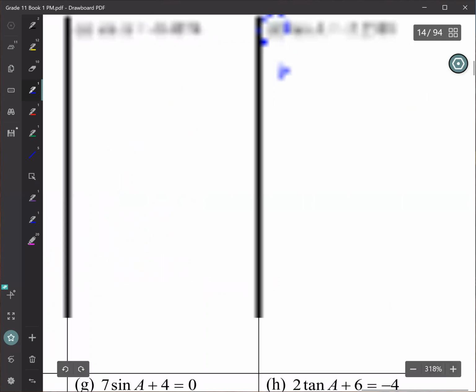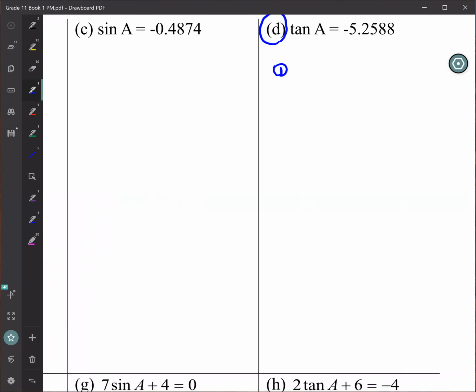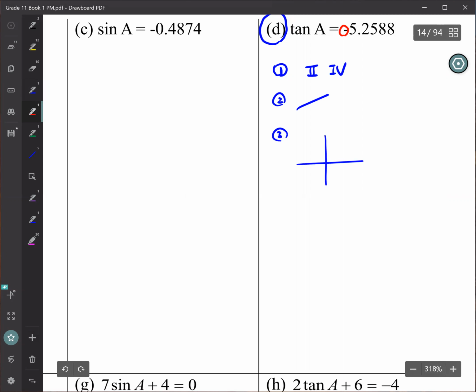Okay, Annie, what's your answer for step 1? Quadrant 2 and 3? Quadrant 2 and 4. Okay, tangent negative, so quadrant 2 and 4. Now step 2 you can skip, so go to step 3. We can draw that out as well. 2 is here, 4 is here. We need to figure out these two dots.